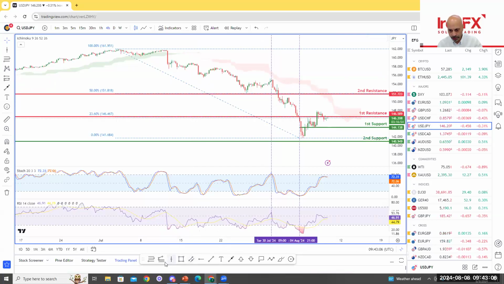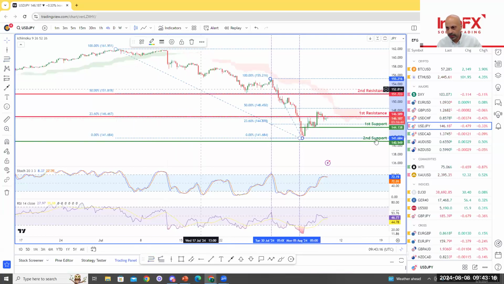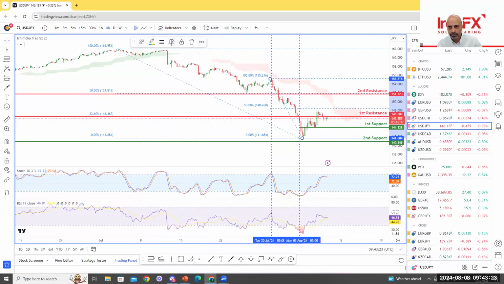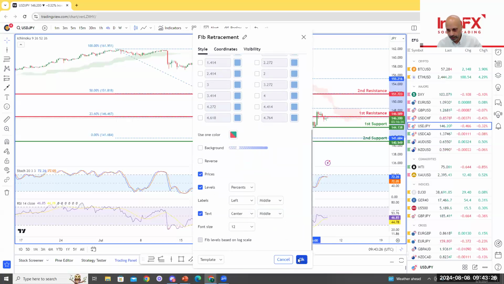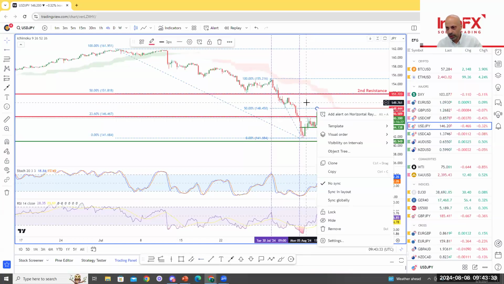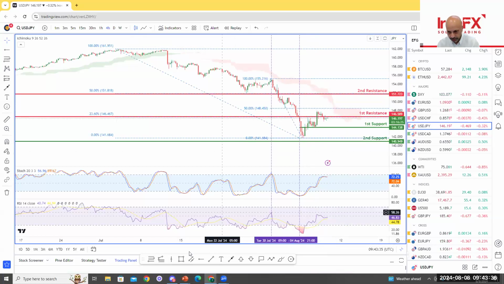Now, we can also run one more Fibonacci retracement on the 4-hour time frame, starting from this high on the 30th of July, going down to the low on Monday. We can see that there's a 50% retracement close to the cloud as well. So let's just keep 50% here. This is probably a zone where we can expect dollar yen to run into serious resistance once more.